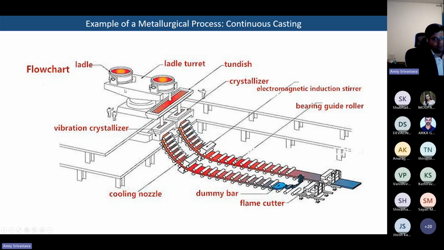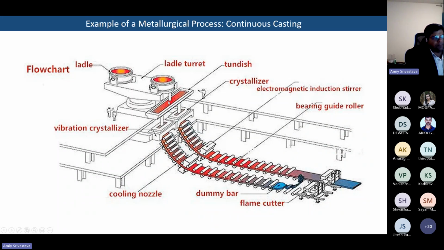I would say 97% of steel plants these days have a continuous casting machine. Here, the ladle is taken from the steelmaking plant and the secondary steelmaking station, and then it is kept on this turret. This turret can rotate 360 degrees, and after that we connect that ladle with a shroud.